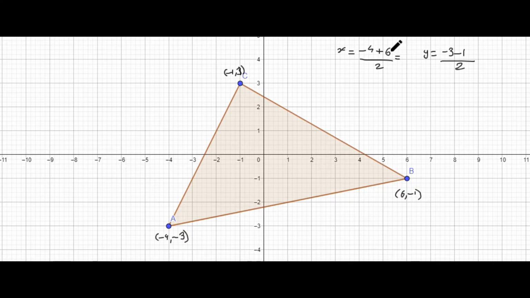-4 plus 6 gives me +2. +2 divided by 2 gives me 1. And -3 minus 1 gives me -4 divided by 2 gives me -2. And therefore the ordered pair would be 1, -2. Then we are looking for the coordinates of the midpoint of the line segment BC. So again the x coordinates would be x1 plus x2. So x1 in this case we'll take as x, or you can take it as -1 also.